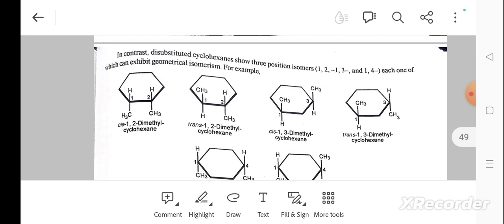In contrast, the disubstituted cyclohexane has three position isomers, each of which can exhibit geometrical isomerism.